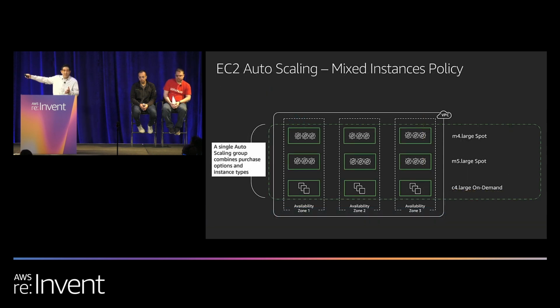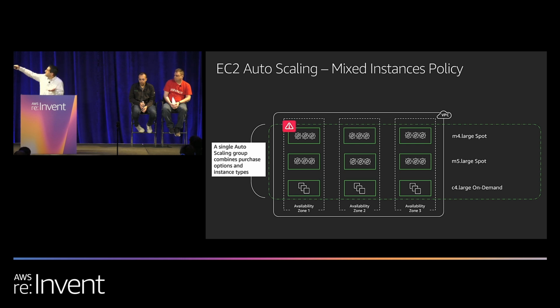So what does this look like from a practical perspective? Let's say I have an EC2 Autoscaling group, and I've mixed M4 large with Spot, M5 large with Spot, and C4 large with on-demand. I can put all of these in a single Autoscaling group and tell the Autoscaling group to go figure this out, fire off the capacity, maintain my on-demand capacity, maintain my Spot capacity, and figure it out for me. Well, as I said, Spot capacity can come and go.